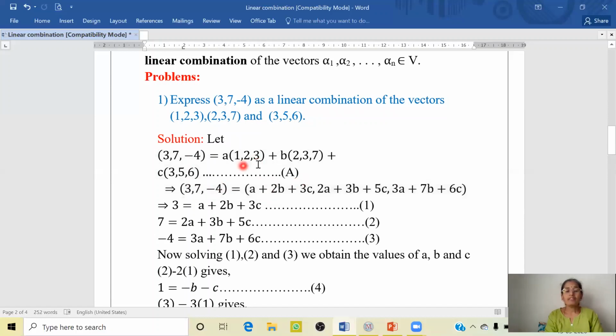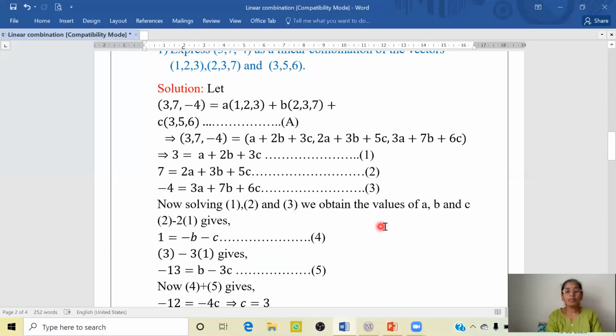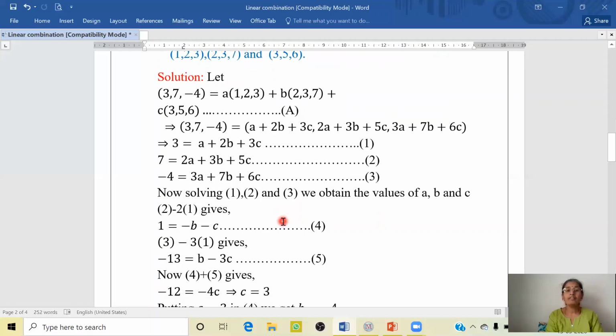So let us first simplify the right hand side. It gives A plus 2B plus 3C, 2A plus 3B plus 5C, 3A plus 7B plus 6C. So we have three linear equations in A, B, C. We need to solve for the constants, that is the scalars A, B, C. On equating the corresponding coefficients, we get three equations, represented by equation 1, 2 and 3. Now we need to solve these three equations to obtain the values of A, B and C.